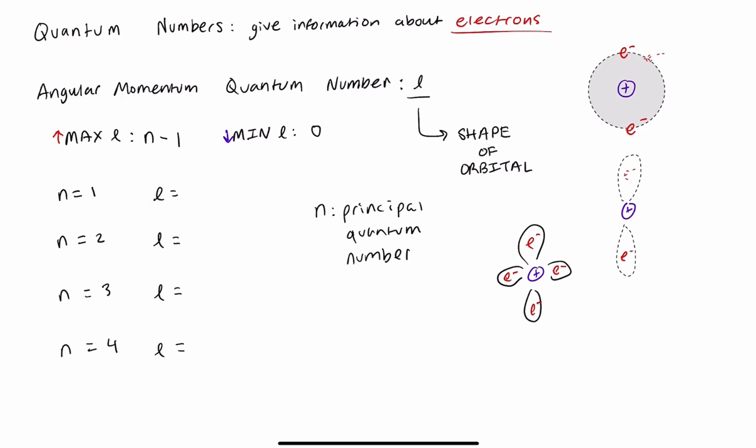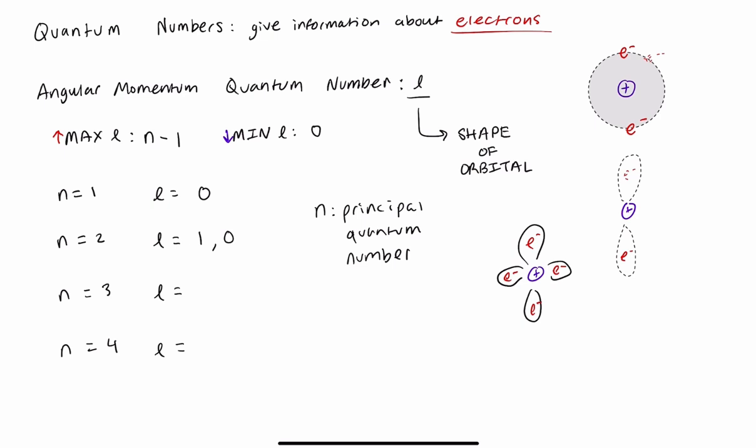So let's do some practice here, and you can pause throughout to do these with me. If n equals 1, L can only be 0, right? Because 1 minus 1 equals 0. Let's try it with n equals 2. What are the possible values for L? Well, we know the maximum value is n minus 1, so 2 minus 1 being 1, and the minimum value would be 0, right? And there's nothing in between on that one.